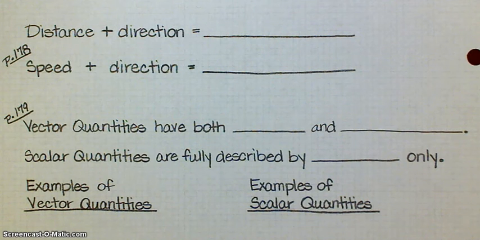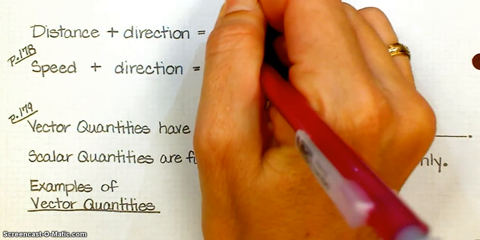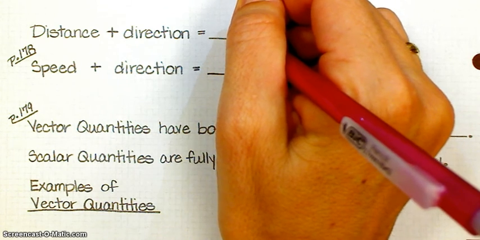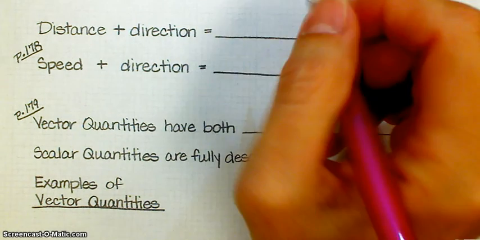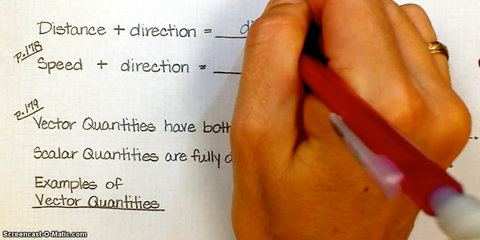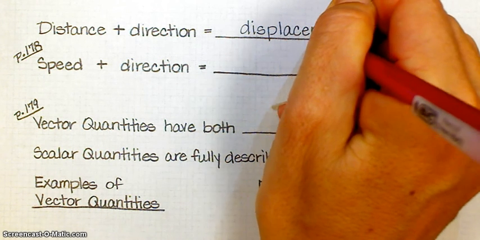All right, we're now on the back. Distance in a specific direction. Any guesses? Velocity? No, that's going to be speed in a certain direction. Distance in a certain direction. Acceleration? Nope. That's your displacement again.